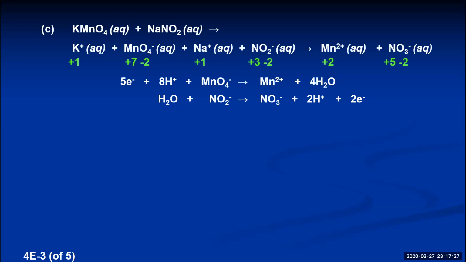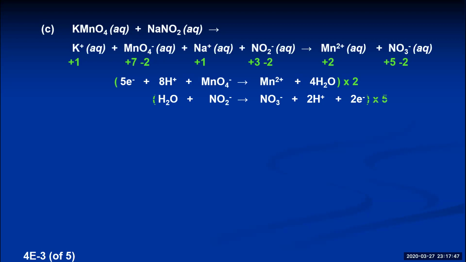To add these 2 half reactions together, we need to get the electrons to be equal to each other, so we'll need a common multiple between 5 and 2, which will be 10. So I'll multiply the whole top reaction by 2. It'll become 10 electrons, 16 hydrogen ions, 2 permanganates, yield 2 Mn2 plus 8 waters.